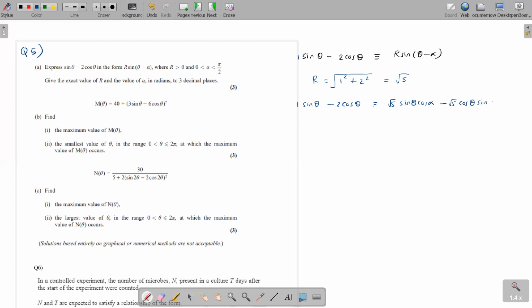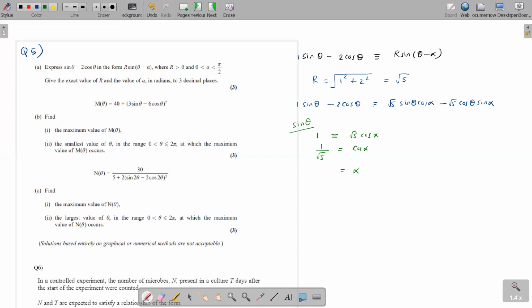Are you with me? I expand this, and if you take the sine theta coefficient, I think you can directly take tan theta also. The sine theta coefficient is 1. Here it is root 5 cos alpha. So cos alpha is 1 over root 5. Can I know the answer here? Alpha in radian mode: cos inverse 1 over root 5.